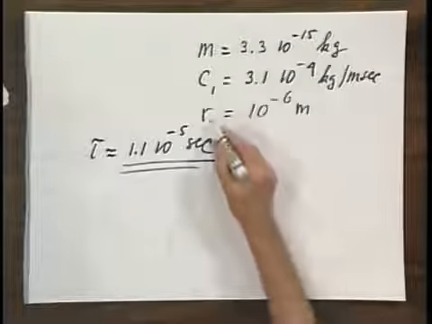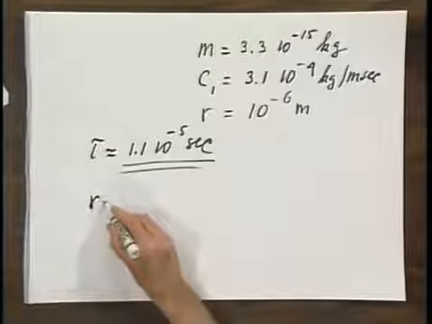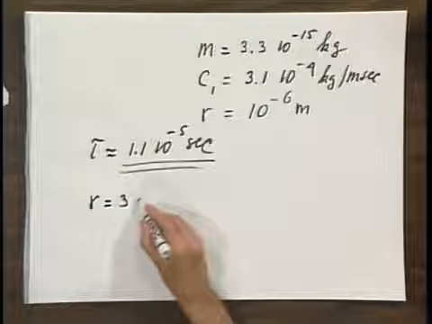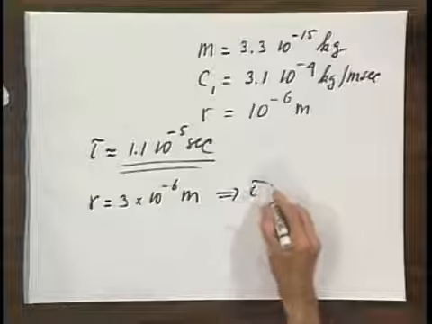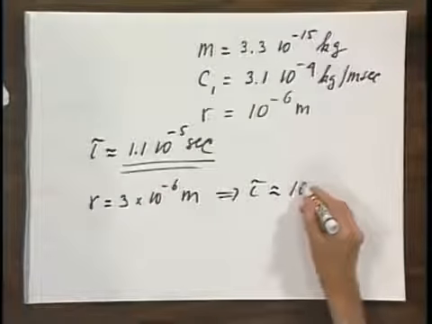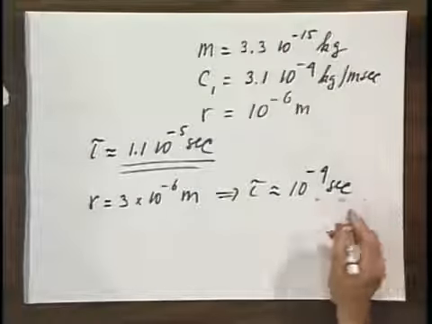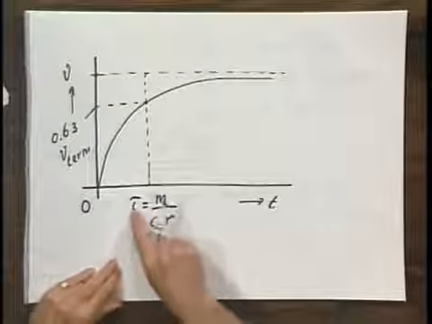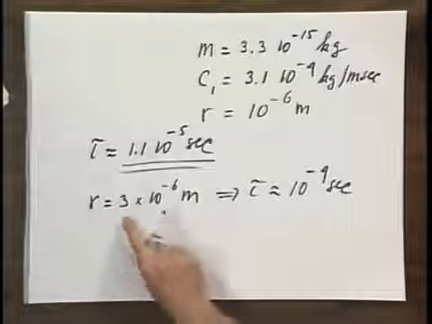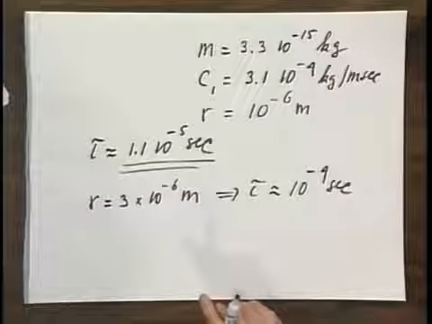By the way, if I had chosen a larger oil drop, for instance, if the radius had been 3 microns, so 3 times 10 to the minus 6 meters, then the value for tau would have been roughly 10 to the minus 4 seconds, about a tenth of a millisecond. Because notice, I have an m upstairs, and m of course goes with r cubed, I have an r downstairs, so tau goes with r squared. So if I make r 3 times larger, then tau would become 9 times larger.